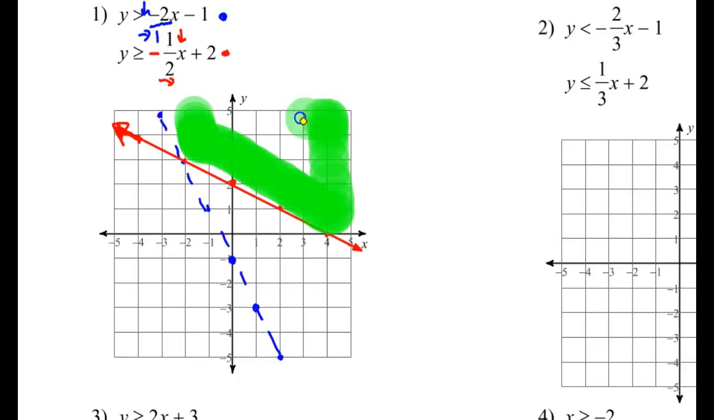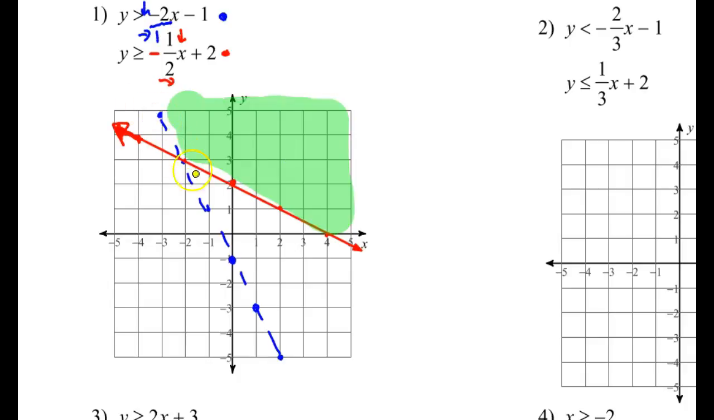Now don't shade too close to a dotted line because then you can't see it's dotted anymore. And make sure it's clear that it stays dotted. Alright, go ahead and try number 2.